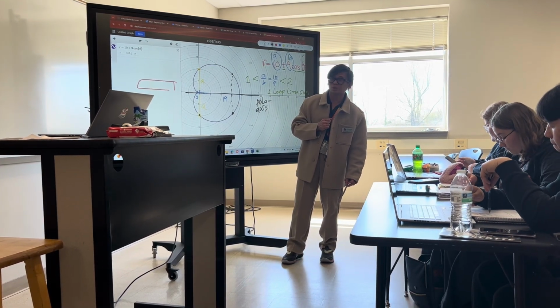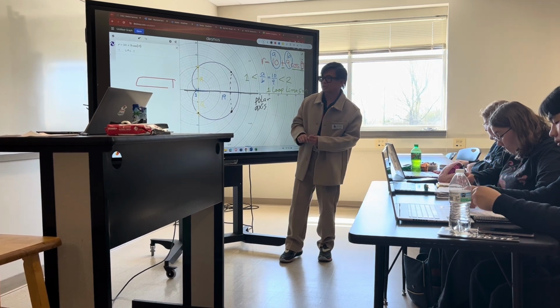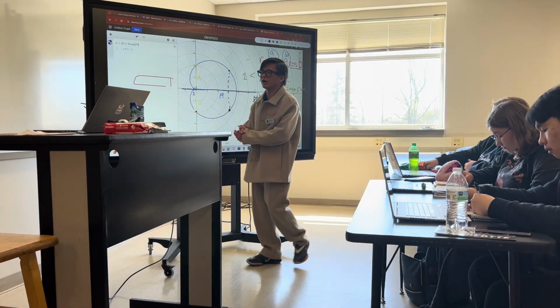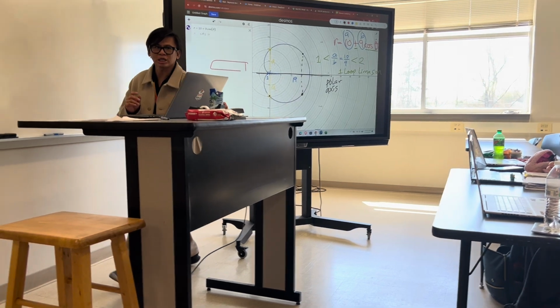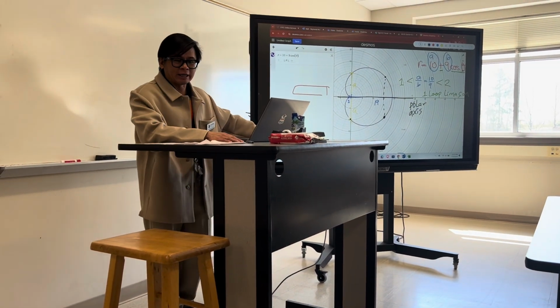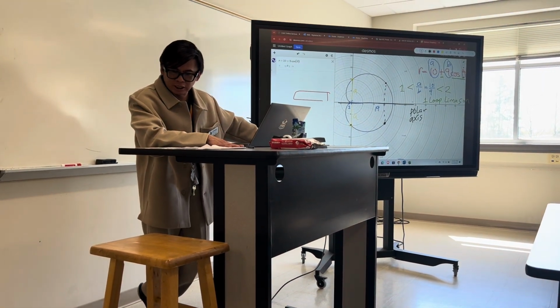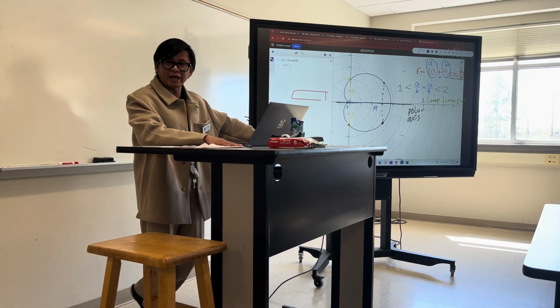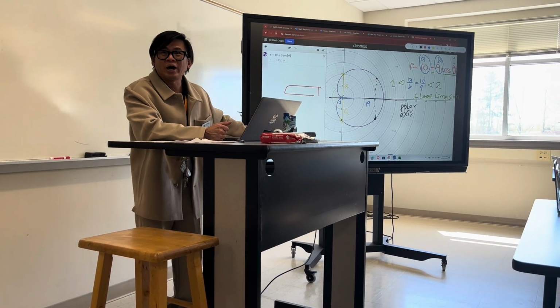Questions with what we did in here? So once again, that is our test of symmetry and how to consider this. Any questions regarding this one loop limaçon?